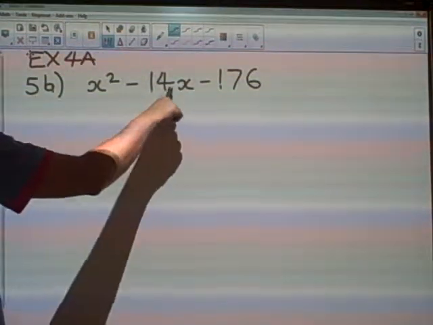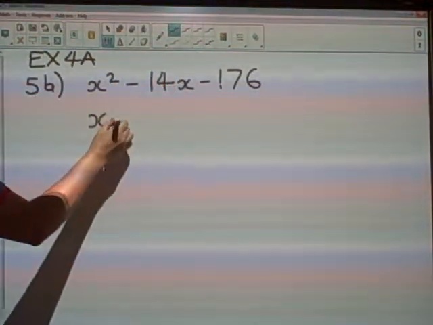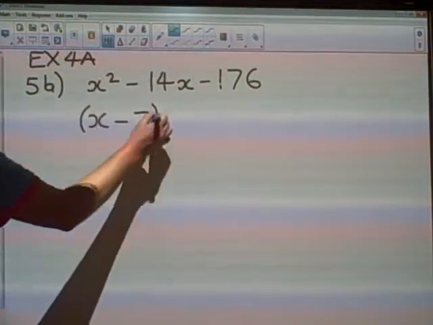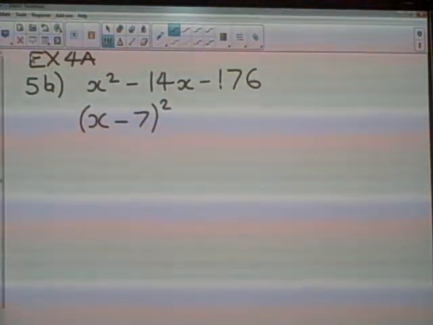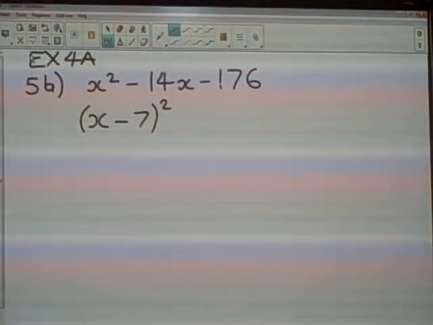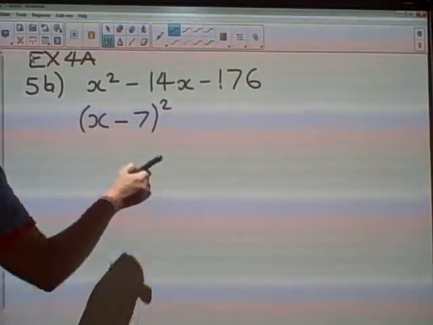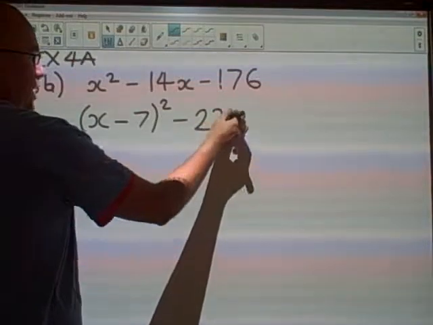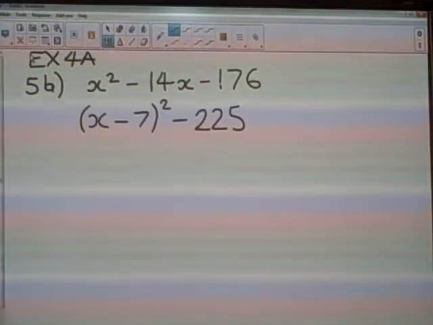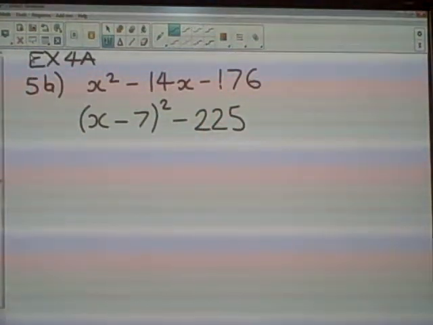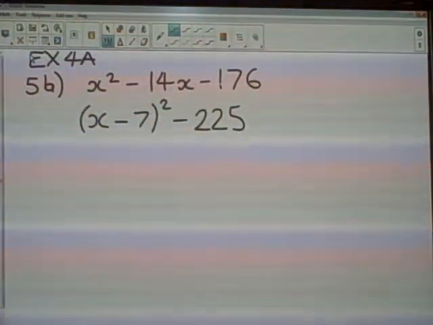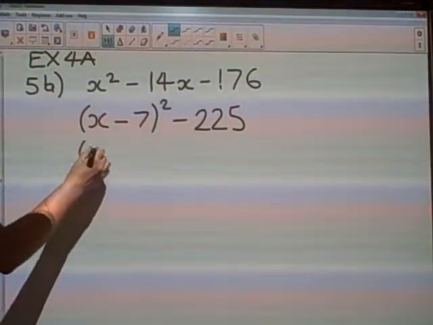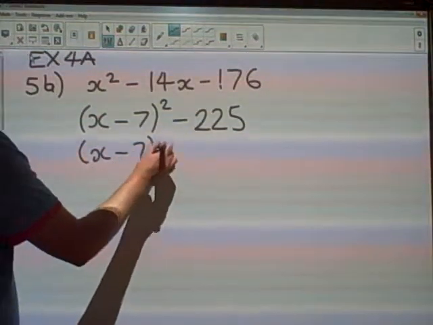So we're going to complete the square. So I'm going to do half of negative 14 here, which is negative 7. Then if I do 7 squared, that gives me 49. Now I don't want 49, I want negative 176. So I need to subtract 225. It was actually 49 add 176 to give me that 225. Now 225 hopefully you recognise as a perfect square.